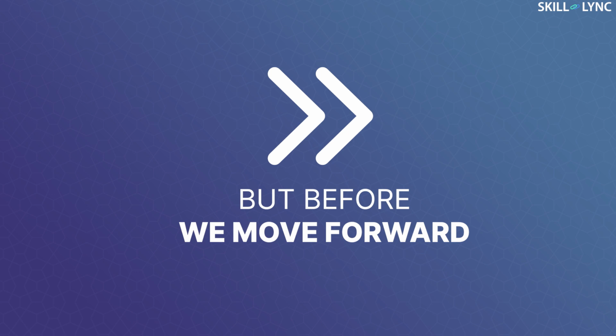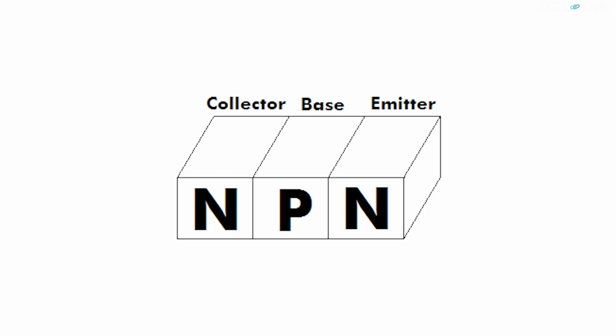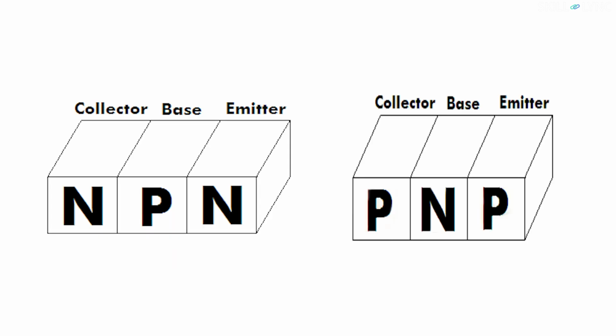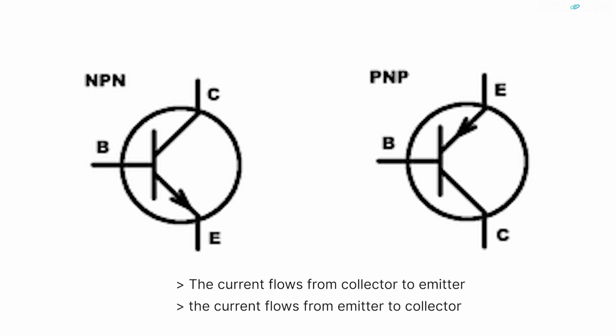But before we move forward, let's brush up on some points. Transistors are essentially semiconductors and are of 2 types, PNP and NPN. In an NPN transistor, a p-type semiconductor is sandwiched between 2 n-type semiconductors. Similarly, a PNP transistor has an n-type sandwiched between 2 p-type semiconductors. These form the 3 terminals of the transistor: the emitter, the base, and the collector. One of the main differences between an NPN and a PNP transistor is that in an NPN transistor, the current flows from the collector to the emitter, and in PNP, the current flows from the emitter to the collector.